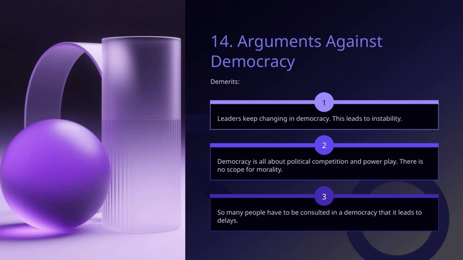Secondly, democracy often revolves around political competition and power struggles. While this keeps leaders accountable, it also means that morality can sometimes take a backseat. The focus shifts more to winning votes and gaining power rather than doing what is morally right.